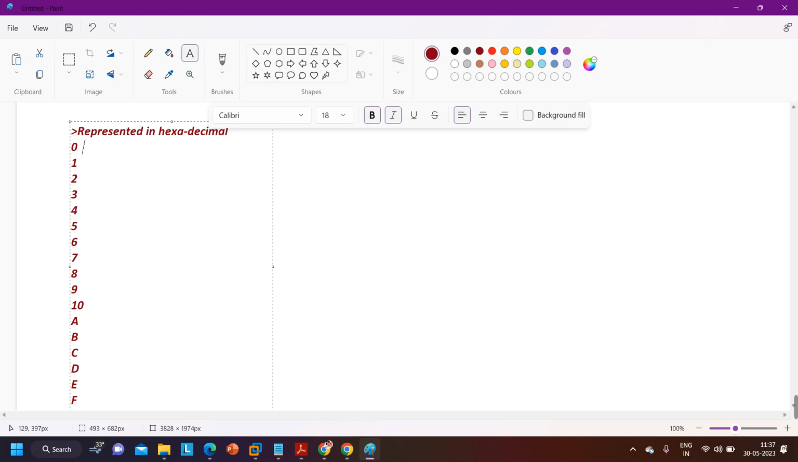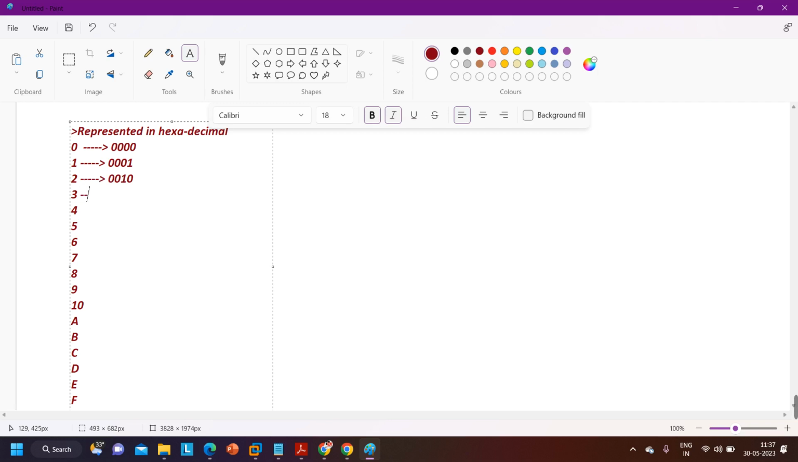Like if I talk about 0, what will be the binary of 0? 0, 0, 0, 0. This is binary, and this one is the hexadecimal character. The binary of 1 will be 0, 0, 0, 1. Getting my point? If I talk about 2, this is the hexadecimal character, so the binary will be 0, 0, 1, 0. This is the binary of 2.